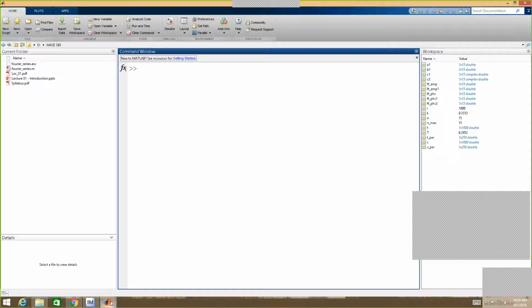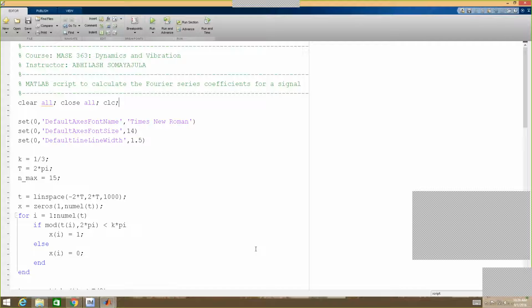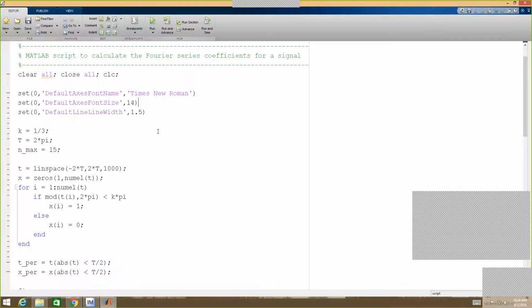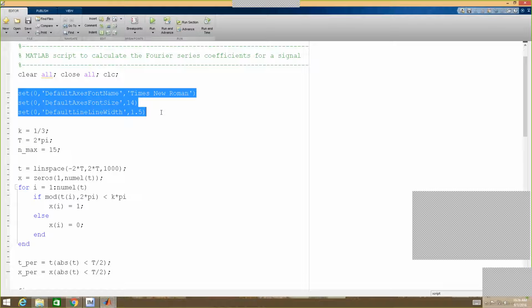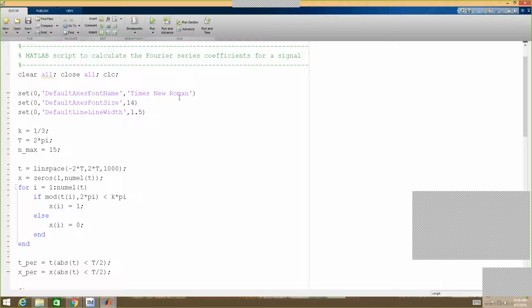Okay, so coming back. The first few lines here are just to set my plot type. What I have done is change the axis font name to Times New Roman and set my font size to 14 so that my labels are bigger and you guys can see. And finally, I'm trying to increase my line width so that the plots are thicker. Now, we go back to the problem.